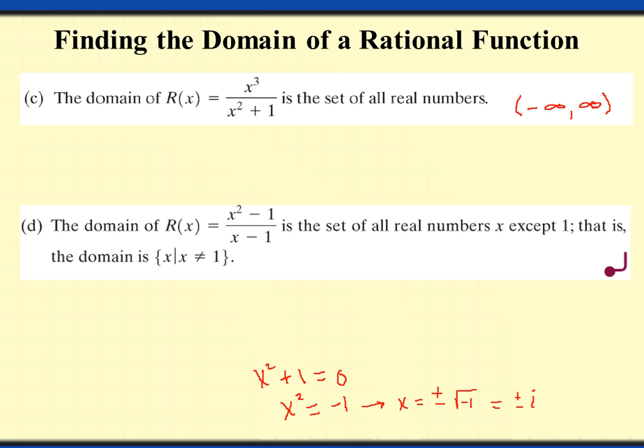Well, what about the domain of x squared minus 1 divided by x minus 1? Now, this is a little trickier. Well, I say that, but I guess it's not really very tricky here, is it? What causes the denominator to be 0? Well, it would be 1. And so this is going to be defined for any values of x except 1. And so the domain is the set of all x's such that x is not equal to 1.